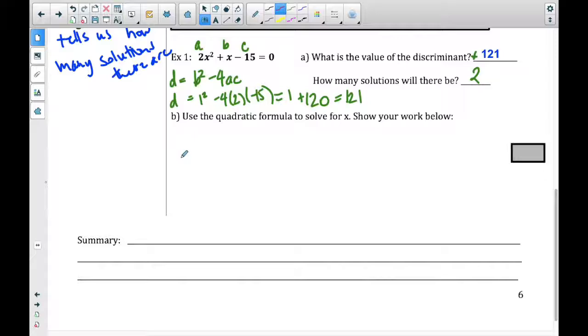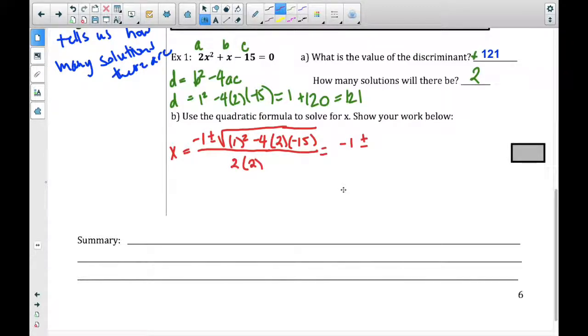The quadratic formula is a little bit longer. So for the quadratic formula, we start off with x equals the opposite of b plus or minus the square root of, and so we make our big long square root sign, b squared, which is 1 squared, minus 4 times a times c, and a is 2 and c is negative 15, all over 2a. All right, just a minute ago, we figured that discriminant part of it to be 121. And so now we can solve this.